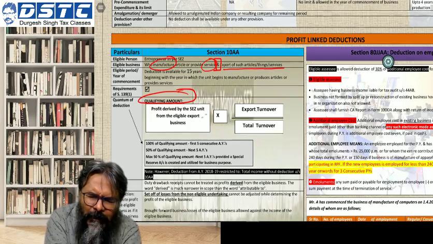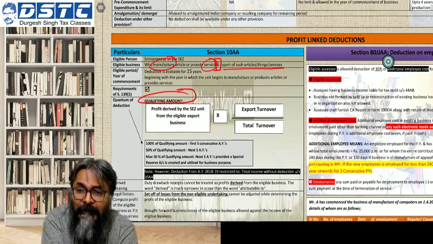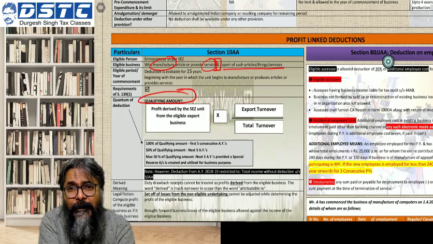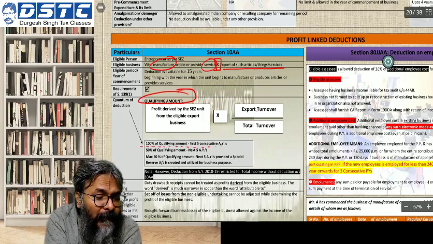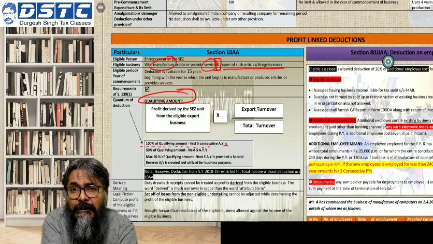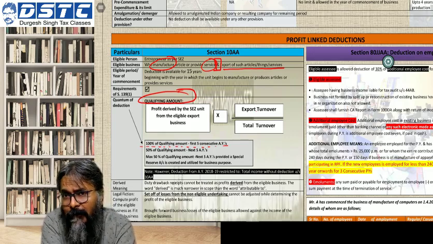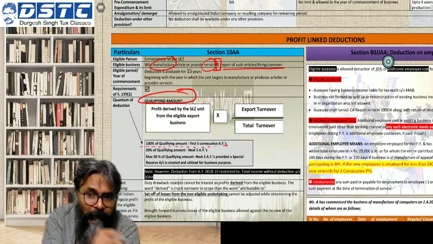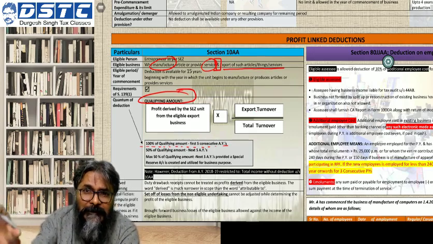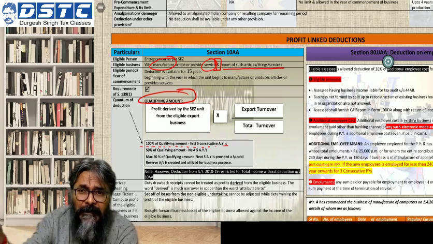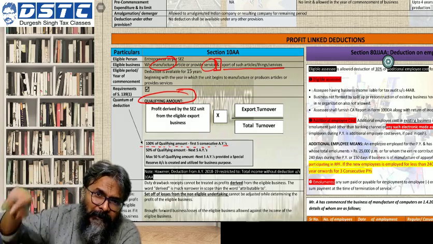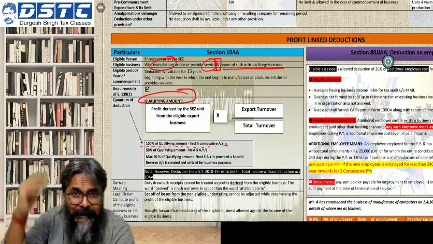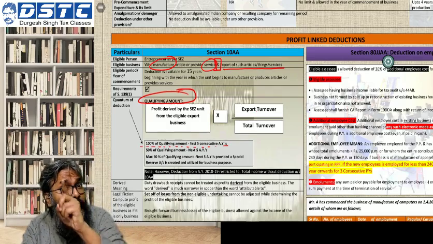Whatever qualifying amount you determine as per the formula, in respect of that qualifying amount you will give the deduction, which is either 100%. This 100% is meant for the first 5 consecutive AYs. So supposing the SEZ unit is in its first 5 years, then they will get the 100% deduction. But if the SEZ unit is in the 6th, 7th, 8th up to the 10th year, the next 5 years, that will depend on the question.